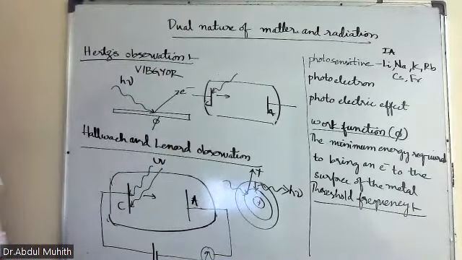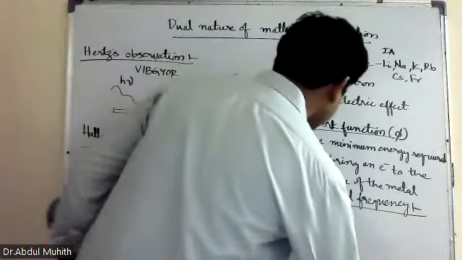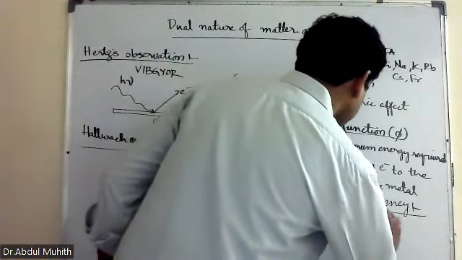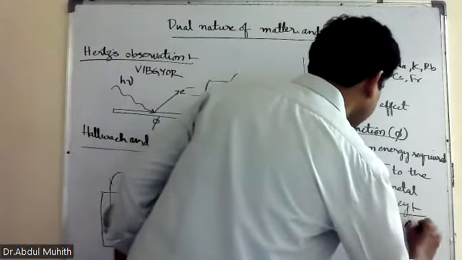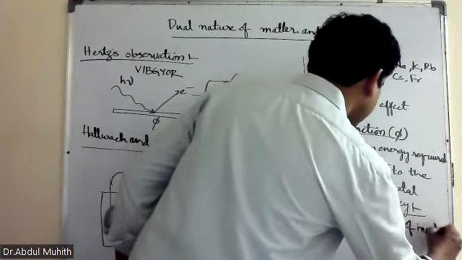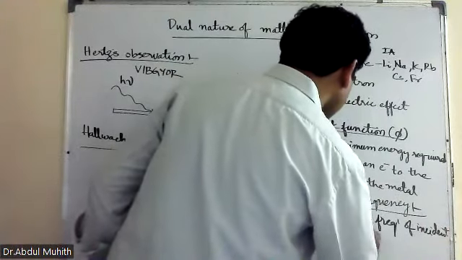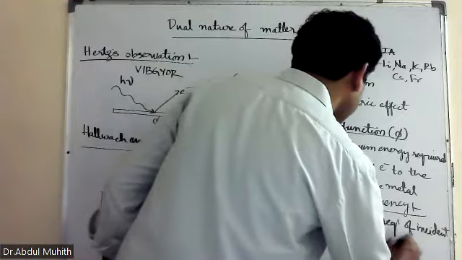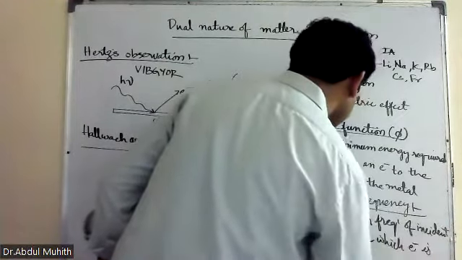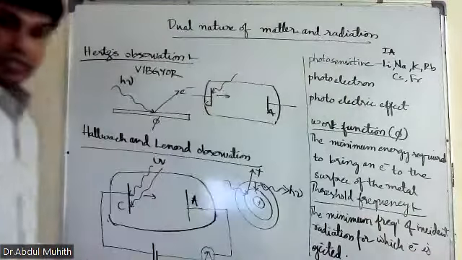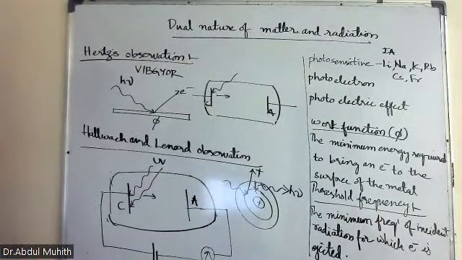So the minimum frequency of the incident radiation for which electron is ejected is known as threshold frequency. Is that clear? Please copy this. If you have any doubt, please ask me.